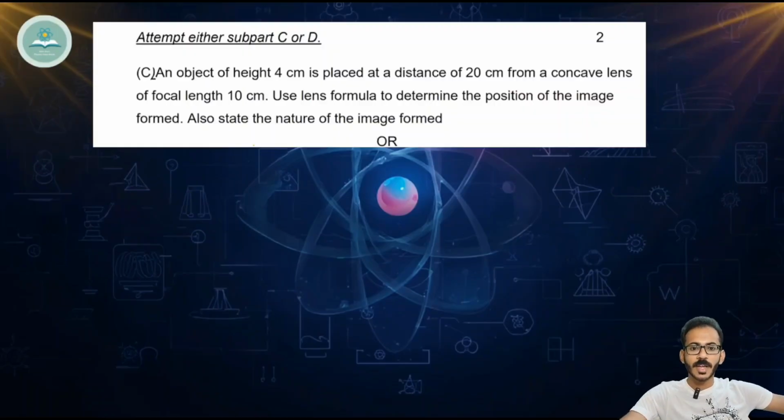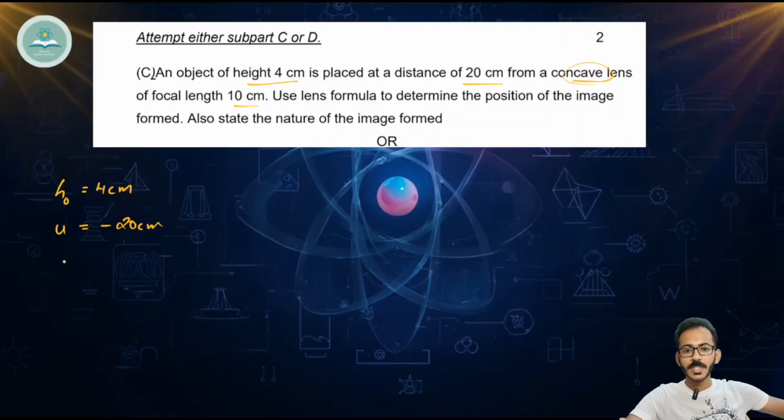So here we have the C question: an object of height 4 centimeter. So object height is 4 centimeter, is placed at a distance of 20 centimeter. So object distance is 20 centimeter. We know object is always kept towards the left side. So by sign convention, we should write minus there. From a concave lens of focal length 10 centimeter. It's concave lens, so whenever it is concave, the focal length should be negative. So it is minus 10 centimeter.